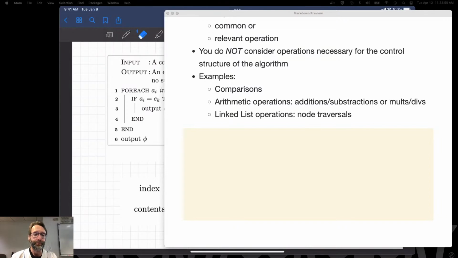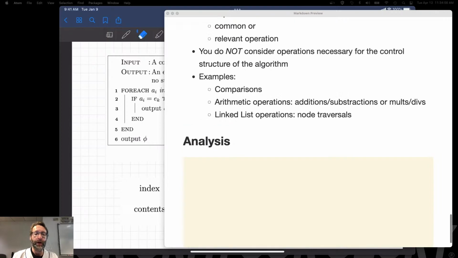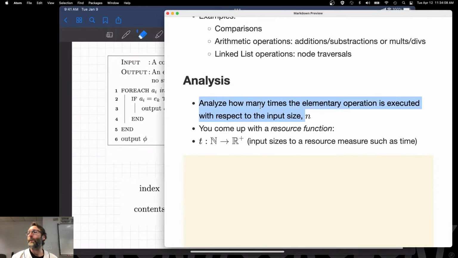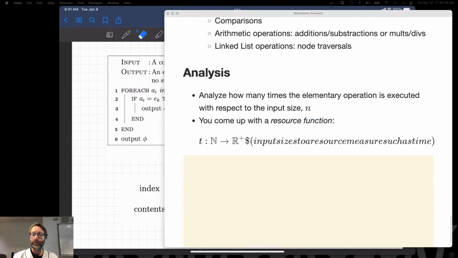Examples. Finally, you do an analysis. The analysis is probably going to mean that you are doing some sort of a resource function. Let me go ahead and cut and paste this. You analyze how many times the elementary operation is executed with respect to n, so that you can come up with a function of n. You come up with this resource function, and this should not be bullet pointed. There we go.